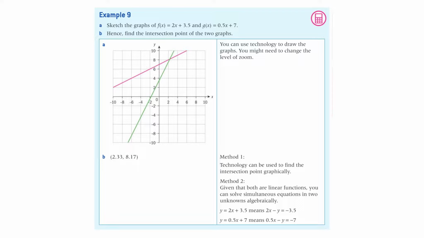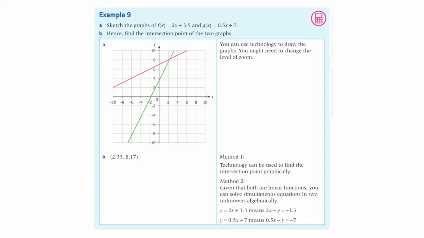And you'll find, since these lines are not parallel, we know they're not parallel because they have a different slope. If that was a 2 and that was a 2, they'd be parallel and they wouldn't intersect. But these do intersect because they're not parallel, and they intersect right there. Now we could just use the graph to find that point and hence find the intersection point. So that's B. The method is technology can be used to find the intersection point graphically.